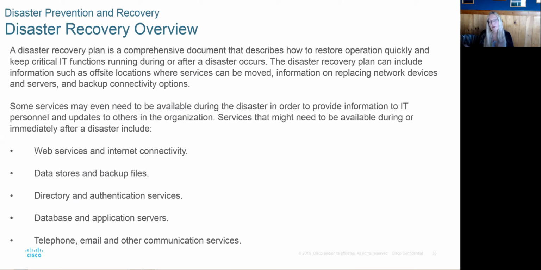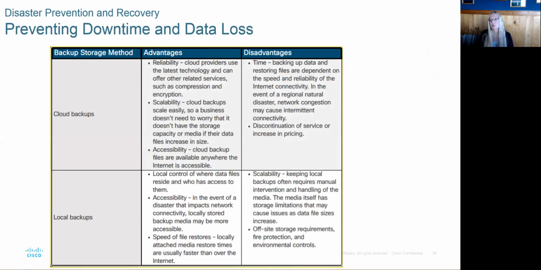So we're trying to prevent single points of failure. We're trying to minimize downtime. Part of your disaster prevention and recovery should be considering what are mission critical resources that we need redundancy with.